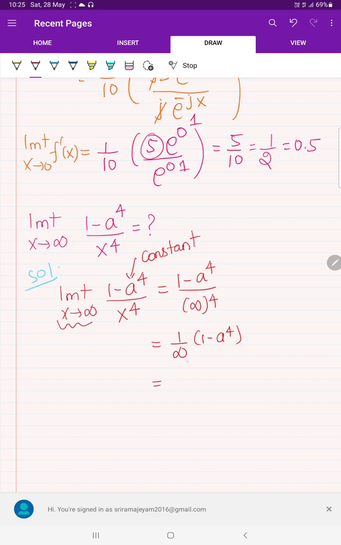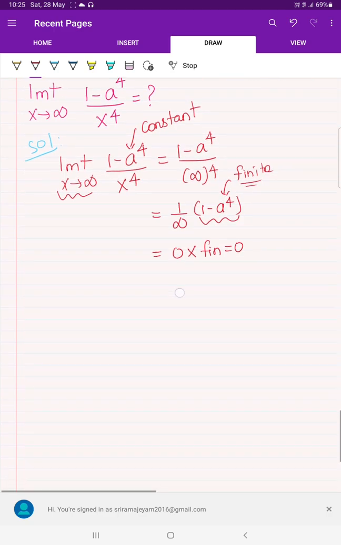What is the value of 1 by infinity? 0. We know a is a finite value. It is a constant, they haven't given any value. Constant means it is finite, so this whole value is finite. 0 into finite, what will you get? It is always equal to 0 only. So what is the correct answer for this question? Simply you can write the answer, sir, that is 0 only.